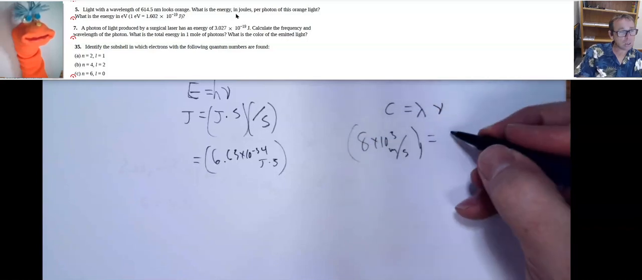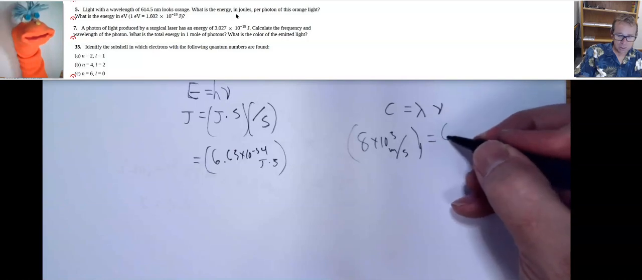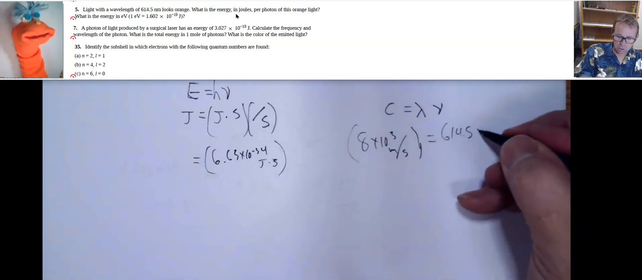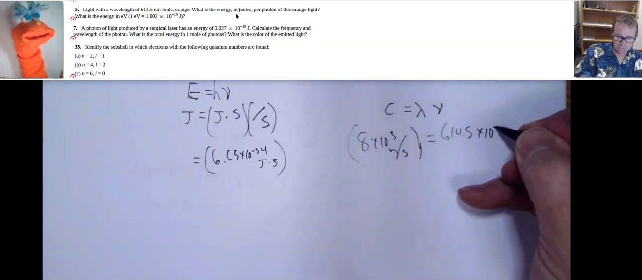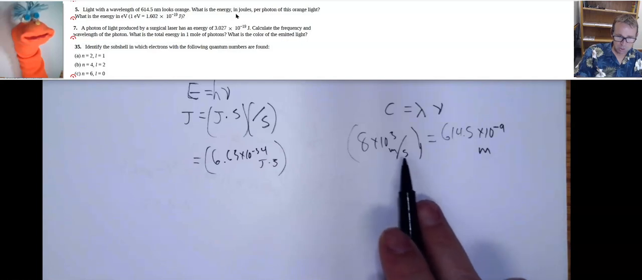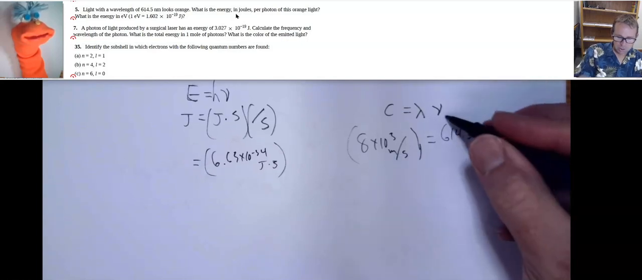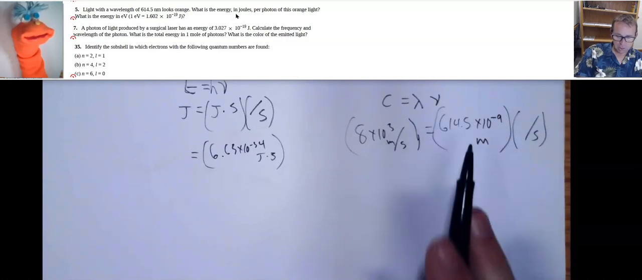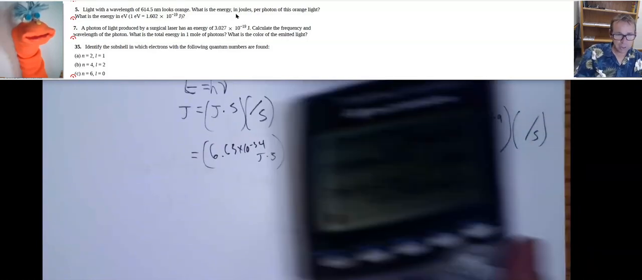Set that equal to our wavelength, 614.5. Now, it's nanometers, but I'm just going to call it times 10 to the minus 9 meters, because I want units to be in meters, because this is in meters per second over here. So this will give me the per second frequency when I take the speed of light and divide it by the wavelength. Okay?